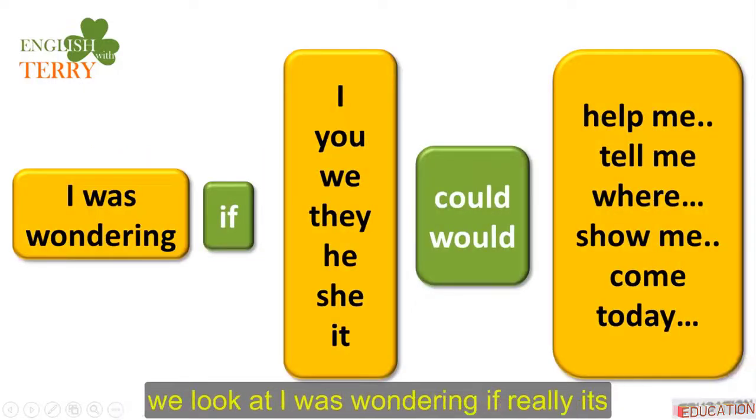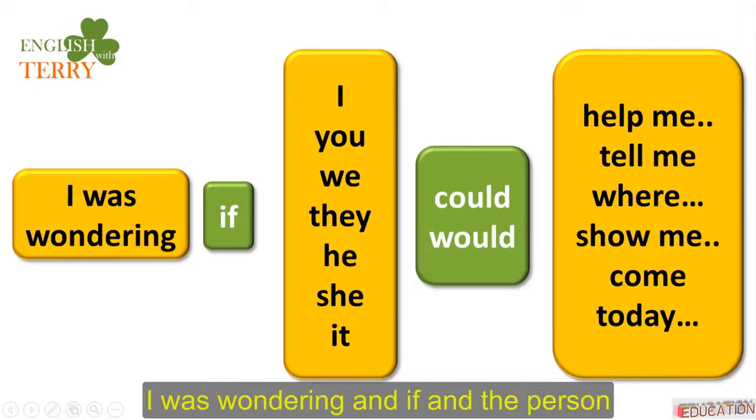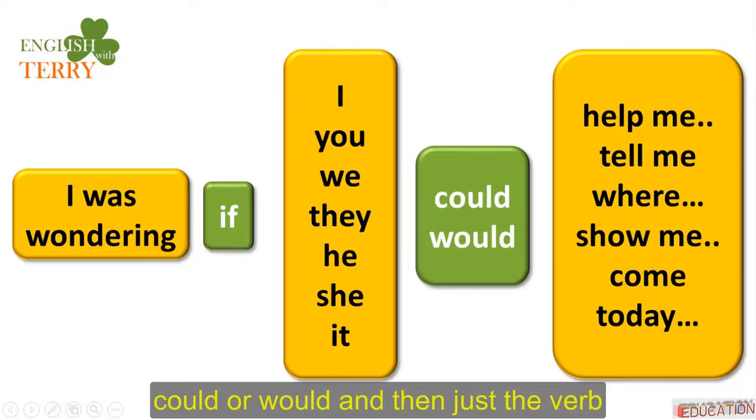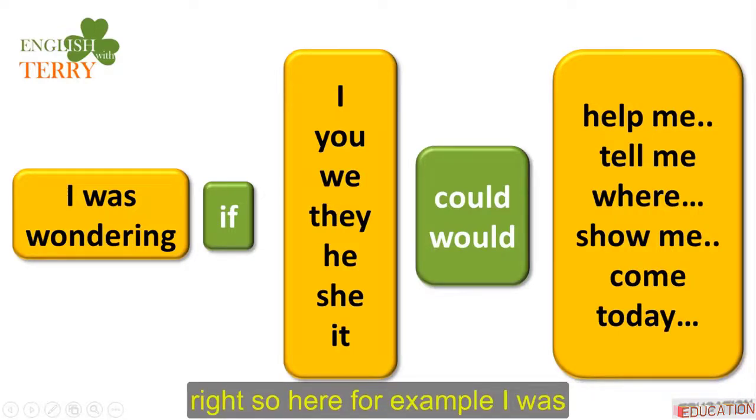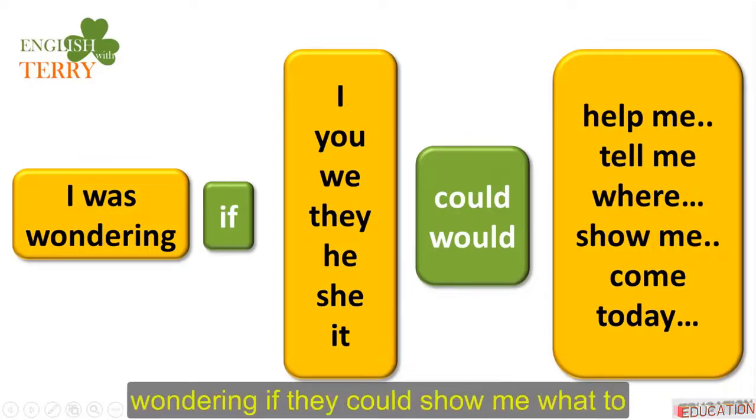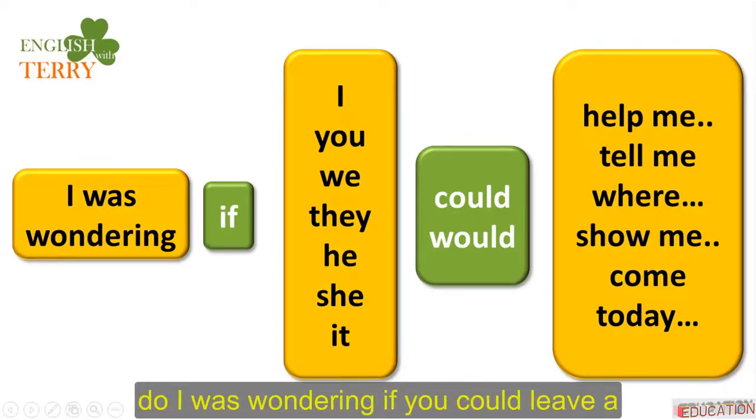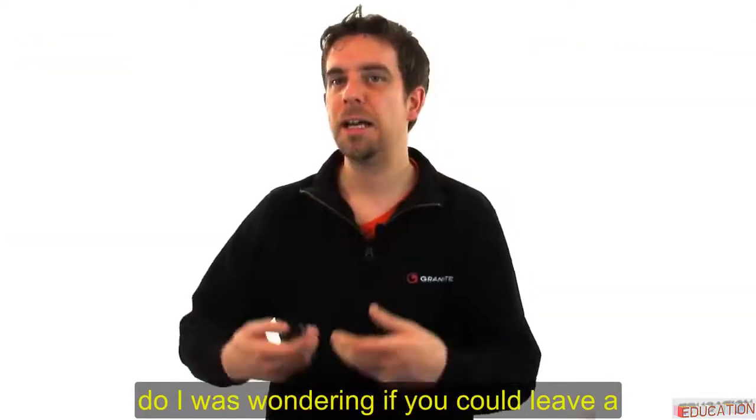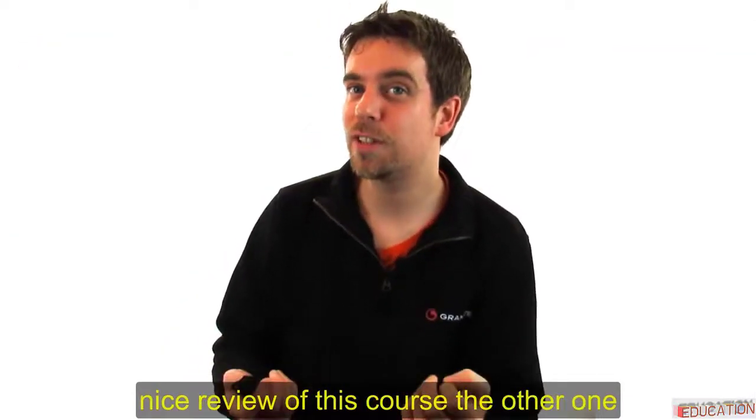So when we look at I was wondering if, really it's I was wondering and if and the person could or would and then just the verb, right? So here, for example, I was wondering if they could show me what to do. I was wondering if you could leave a nice review of this course.